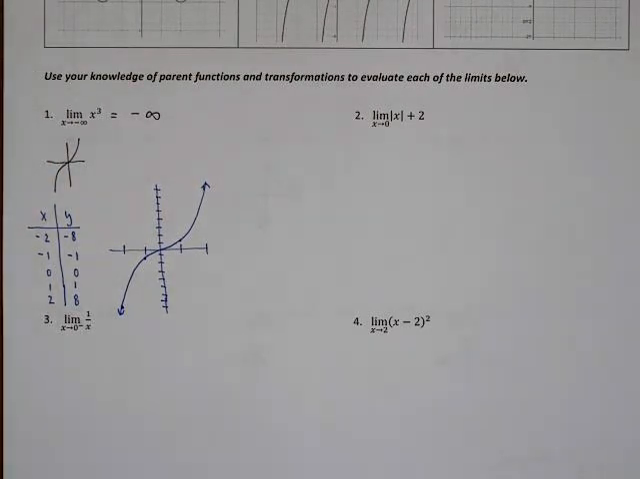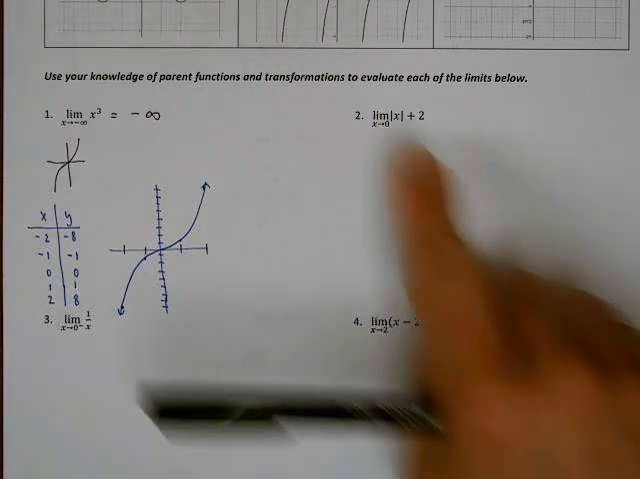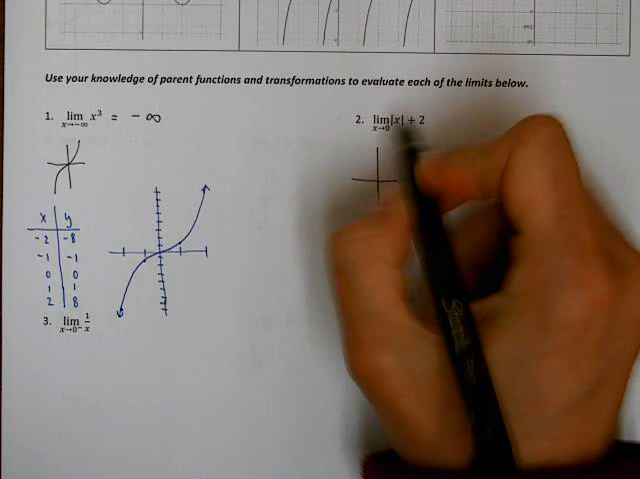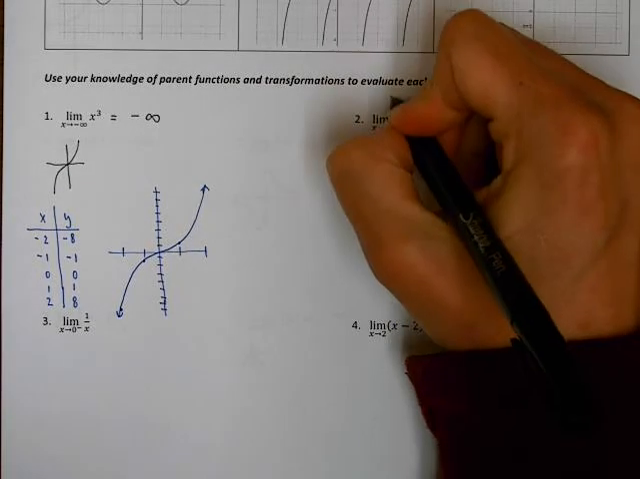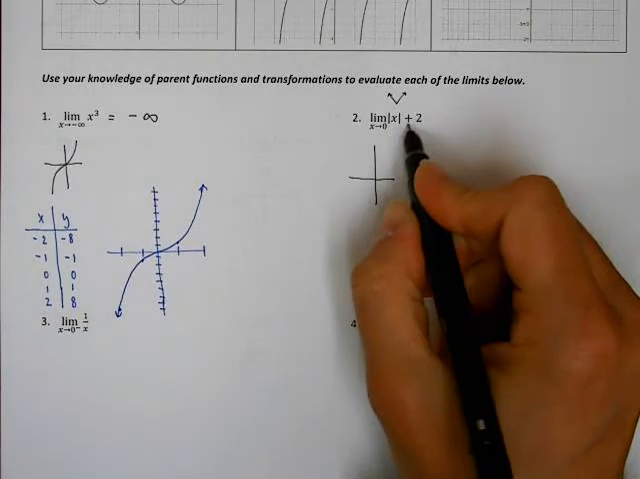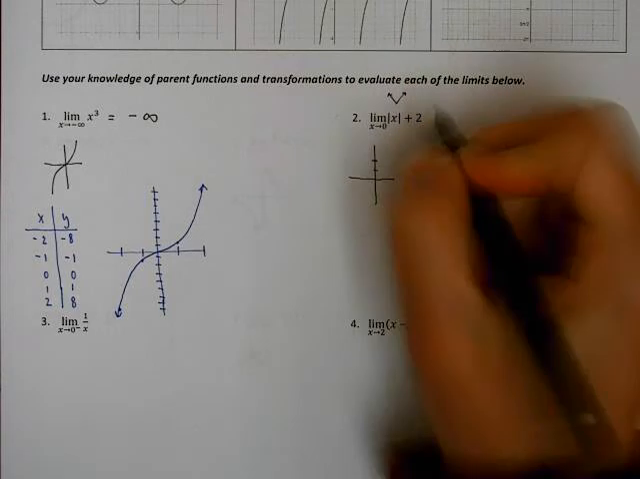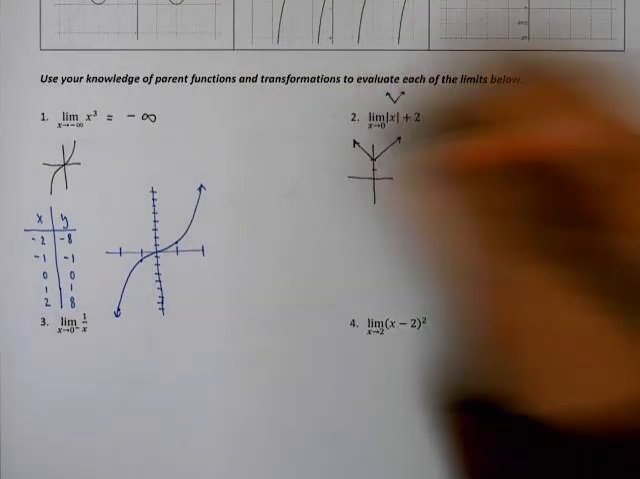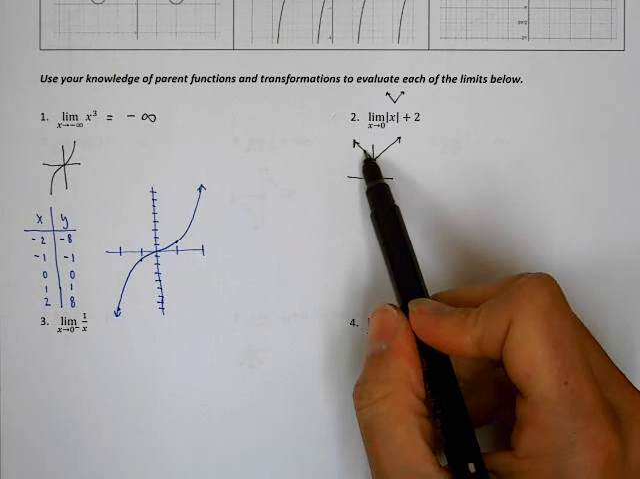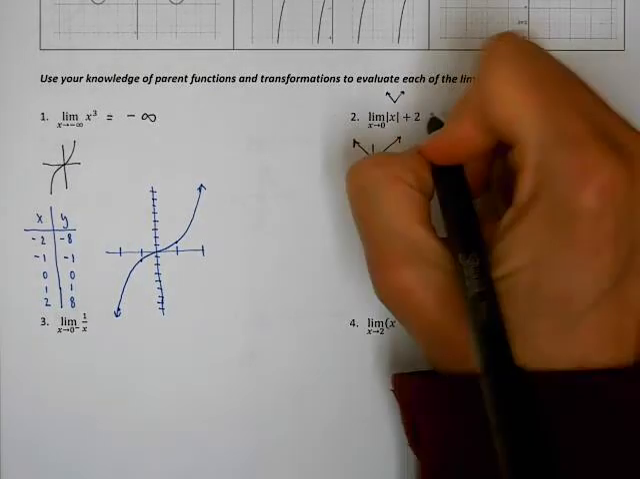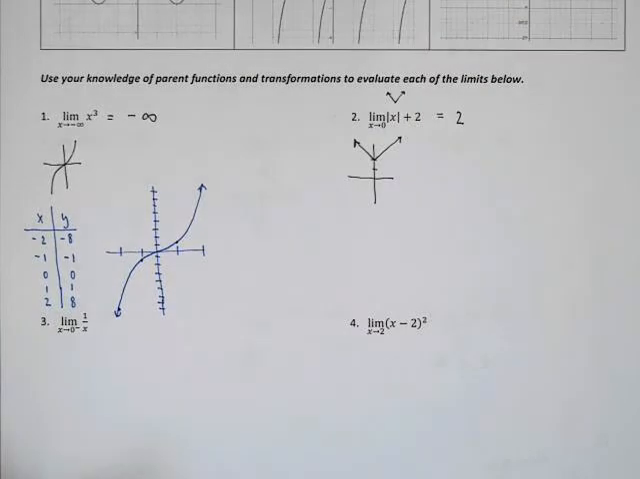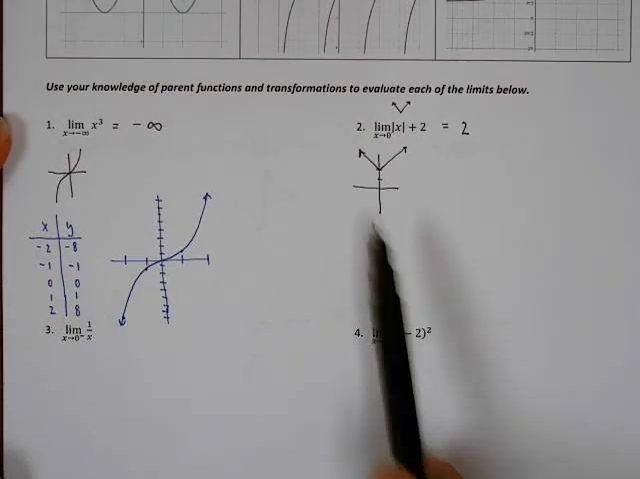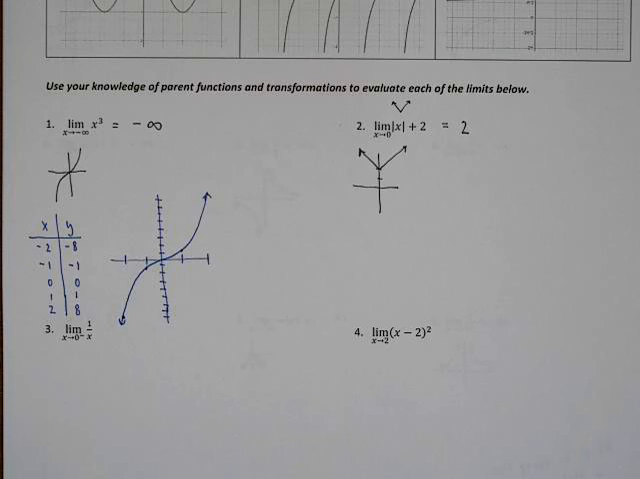So let's look at the next one. We have the absolute value of x plus 2. So what I know in my head is that I took the absolute value of x, which is our V, and all I did was move it up 2. So that point that used to be down here at 0 just moved up 2. And so now as I approach 0 from both sides, I can see I'm approaching the value of 2. Again, I could use a table if I needed to get that same graph. It's just much more efficient if I don't have to make the table.